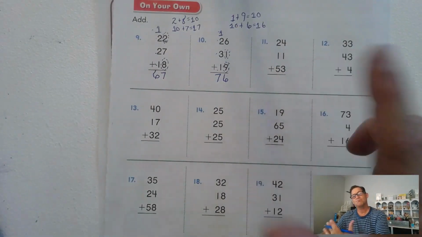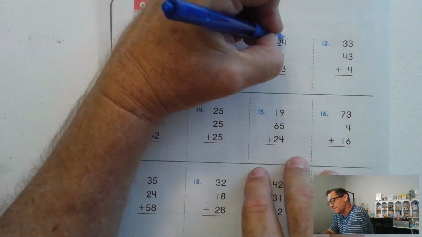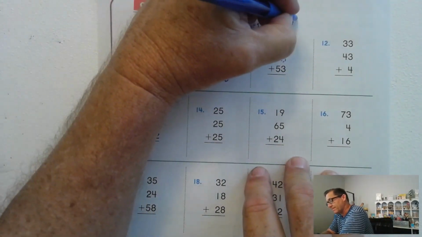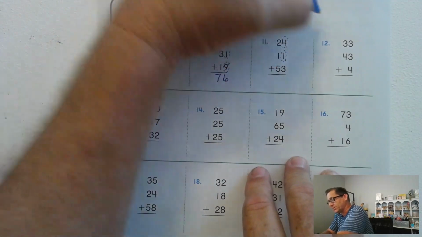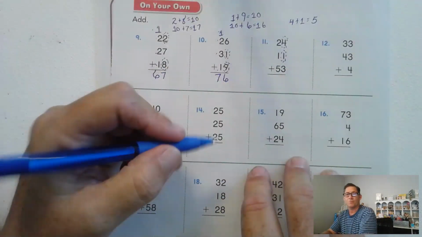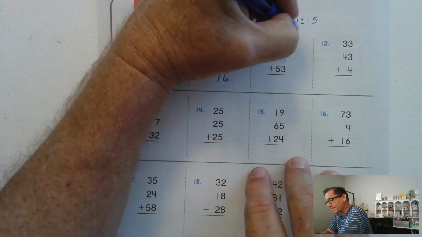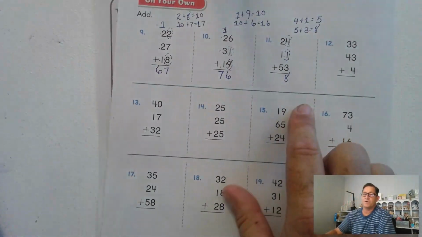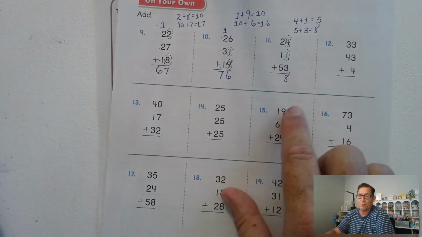Add the ones. I think I'm just going to do 4 and 1. Somebody else might have done 3 plus 1 first and had doubles. Okay. 4 and 1 is 5. 5 plus 3 is 8. Okay, we don't have to regroup, right? We only regroup when it's 10 or more.